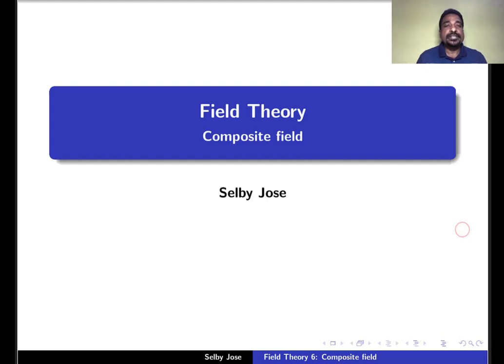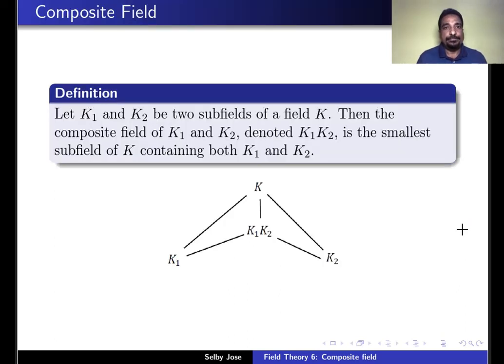Here we are going to discuss the composite field. What do you mean by a composite field? Let K1 and K2 be two subfields of a field K. Then the composite field of K1 and K2 is the smallest subfield of K containing both K1 and K2, and we denote it as K1K2.